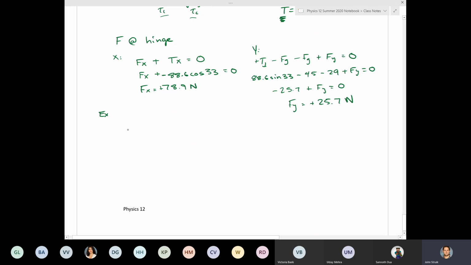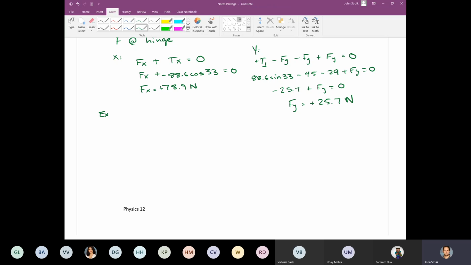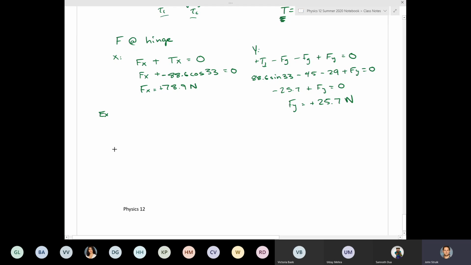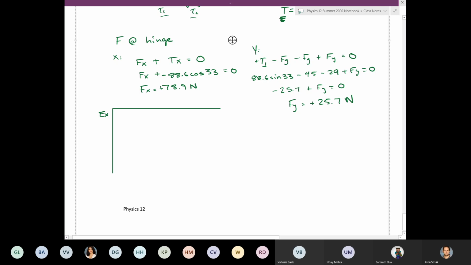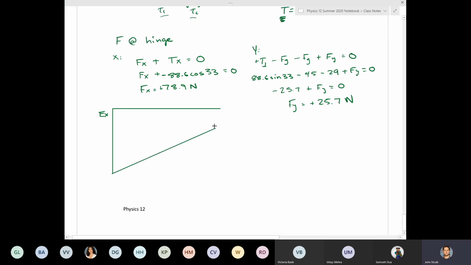So let's assume that we have, oh boy, let me actually try this really good. Let's assume we have something like this. And then we have a beam that is at an angle. Let's just call it 60 degrees. And let's say we have a sign hanging from the beam as well.